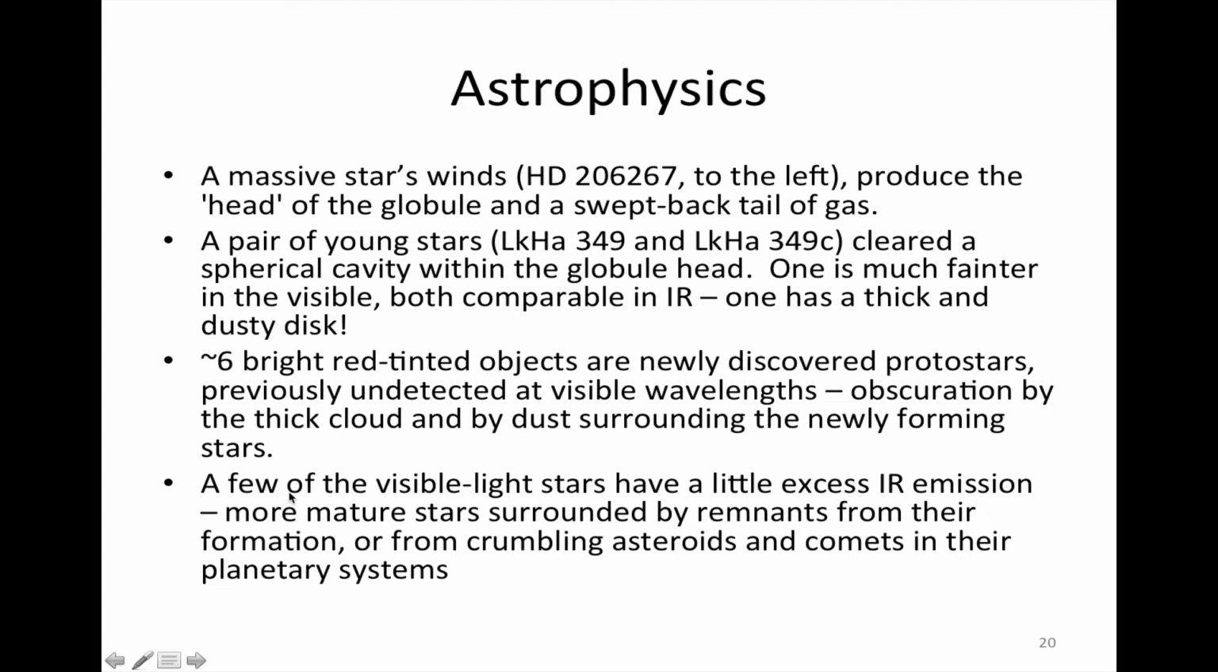A few of those stars that are easily seen in the visible light have a little bit of infrared excess emission, and that is probably remnants of their dust, or a second generation of dust from asteroids and comets hitting each other in their planetary systems.